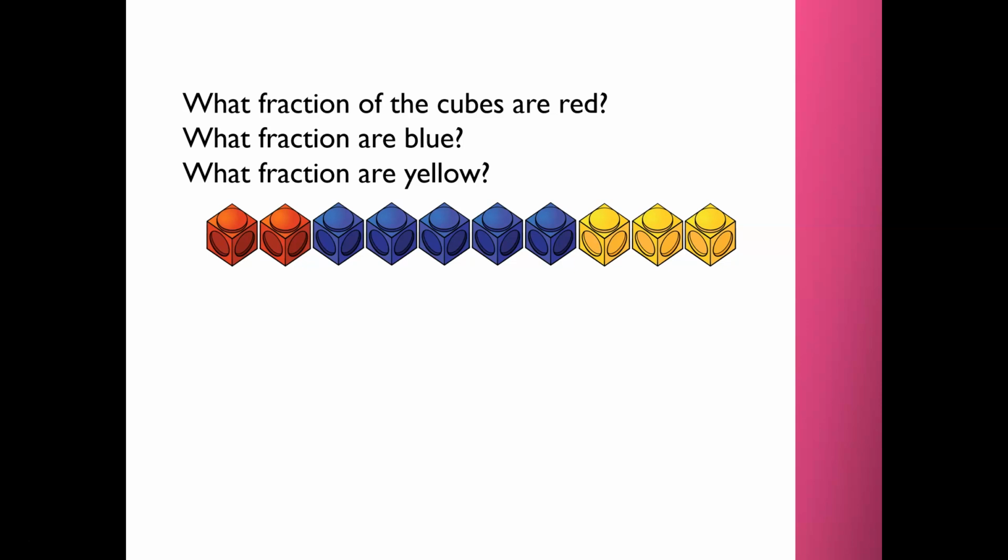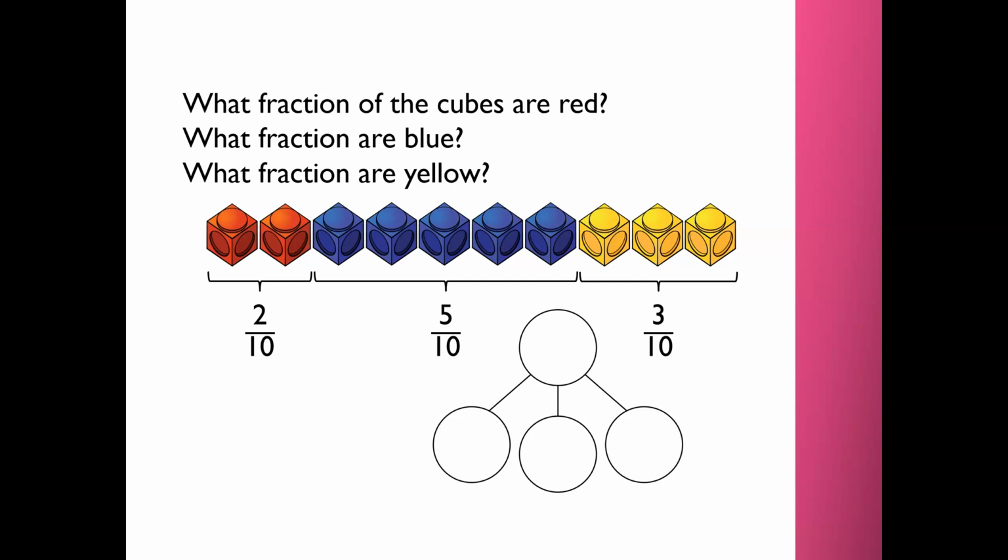There were 10 cubes altogether, so we know that the fractions will be tenths. There are 2 red cubes, 5 blue cubes and 3 yellow cubes. So the fractions will be 2/10, 5/10 and 3/10. We can show this on a part-whole model for the 3 fractions. 2/10, 5/10 and 3/10 together make up the full amount of cubes, or 10/10. This is equal to the whole quantity of the cubes.